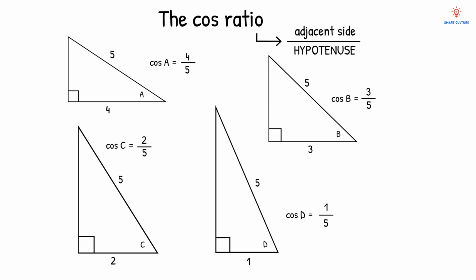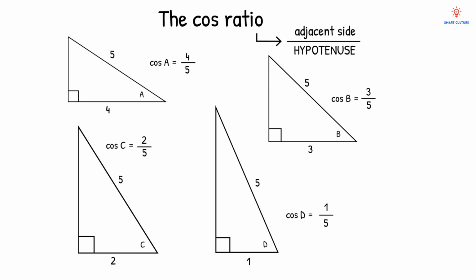Let's take a look at the next triangle. So for angle C, the cosine of C is equal to 2/5. Here, the side adjacent to angle C is 2/5 the length of the hypotenuse. You'll see that angle C is steeper than angle A and B, but not as steep as D.